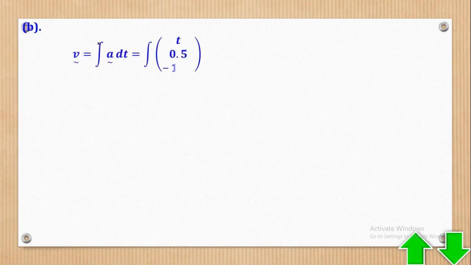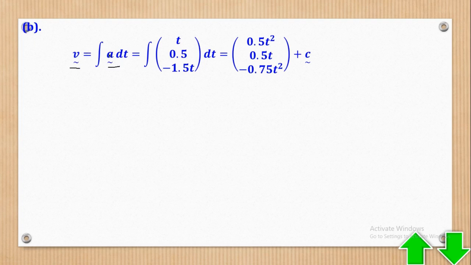So here velocity is got by integrating acceleration, therefore I'll come and say that v is equal to the integral of acceleration, but I already know my acceleration as a function, so it is that. Now I'm going to integrate that with respect to t. So when I integrate 1, I'll come up with t. When I integrate t, I'll come up with a half t squared. When I integrate negative 1.5 t, I'll come up with negative 0.75 t squared.